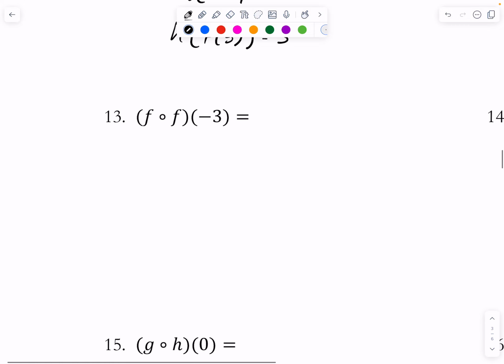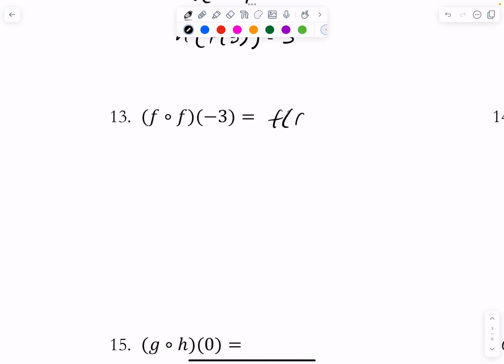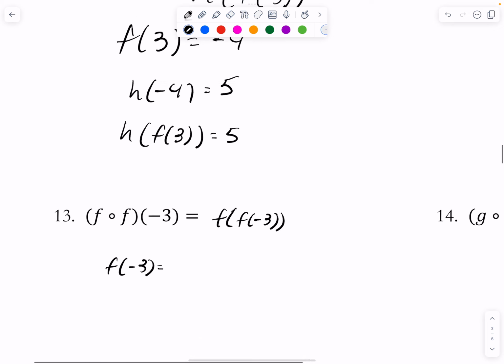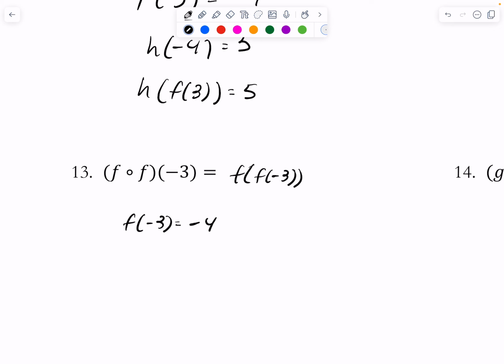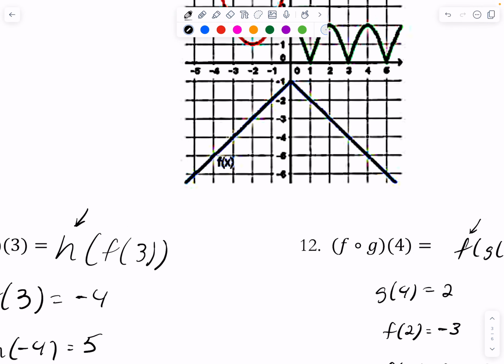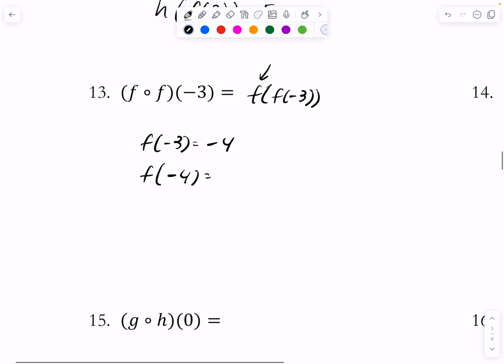Number 13, f of f of negative 3. So let's plug in f of negative 3, that inside first, and we get a y value of negative 4. Now that's not finished. I need to plug into that outside function, which happens to be the same. F of negative 4 is going to be negative 5. Sorry that some of the y values are tough to read. So f of f of negative 3 is negative 5.